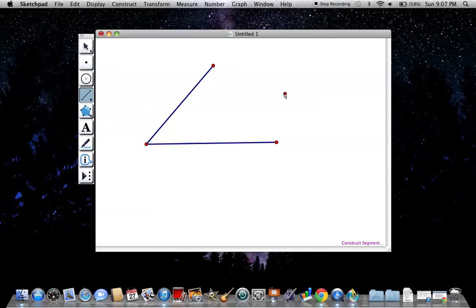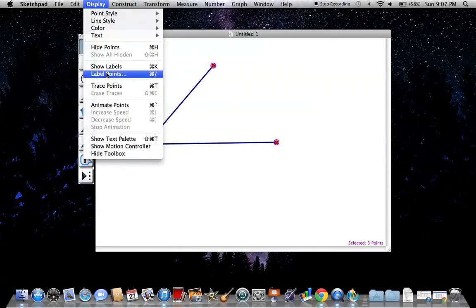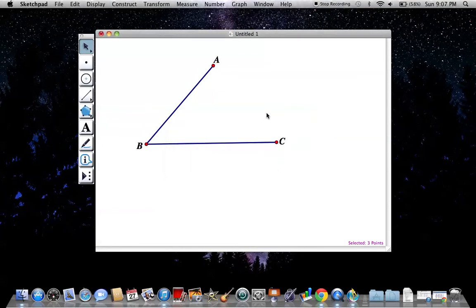Okay, so I'm going to label the points here. Now we would say this is angle ABC or angle CBA. The vertex, the B here, is basically the common endpoint of the two rays, and it is always labeled in the center. So when I name it ABC, I know that B is the vertex. I could also call this angle B because B is the vertex.